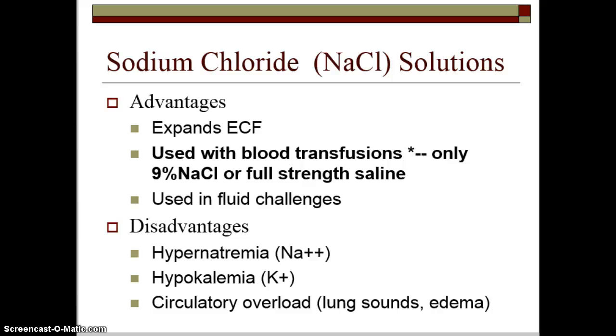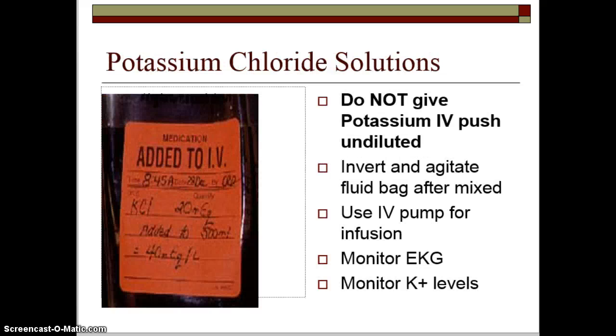Anytime we add potassium to an IV, it has to be mixed in a 1,000 milliliter bag or in a solution. We cannot give potassium IV push undiluted because it will kill the patient. It is very potent. We always want to run our potassium on a pump, and all of your potassium is mixed in the pharmacy, so there is no mix-up with a syringe with potassium in it getting mixed up as a saline flush and giving it that way.